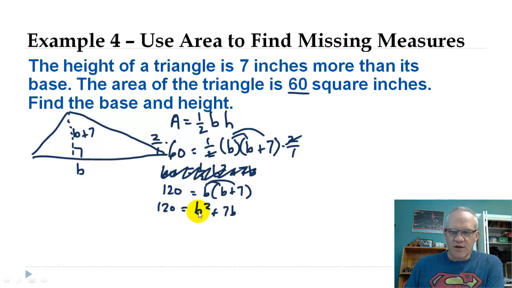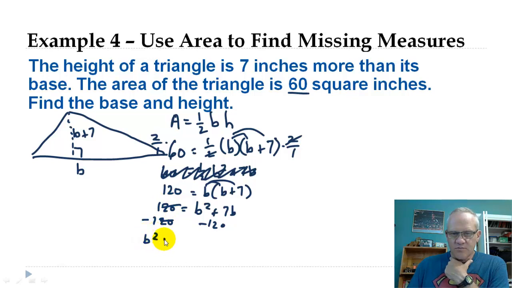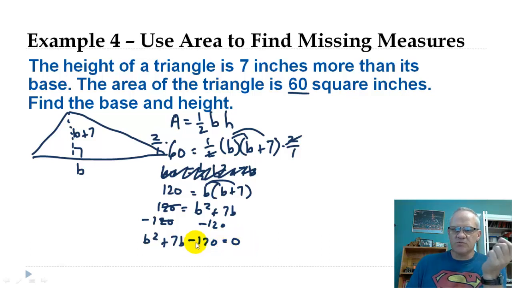Uh-oh, factoring. If this is a good review from Algebra 1, what we're going to do here is get all the terms on the same side. So I'm going to subtract 120. So now I've got B squared plus 7B minus 120 equals 0. Okay, so what we're using here is the zero product property. This is 120 here.